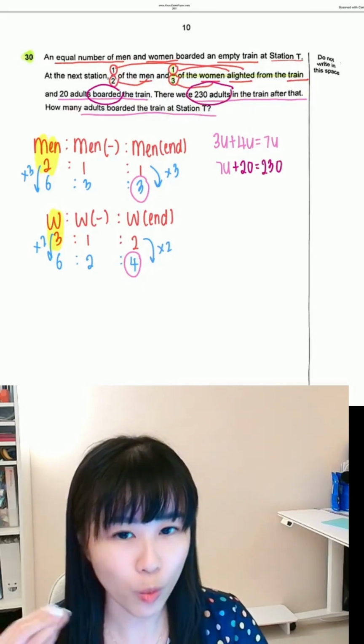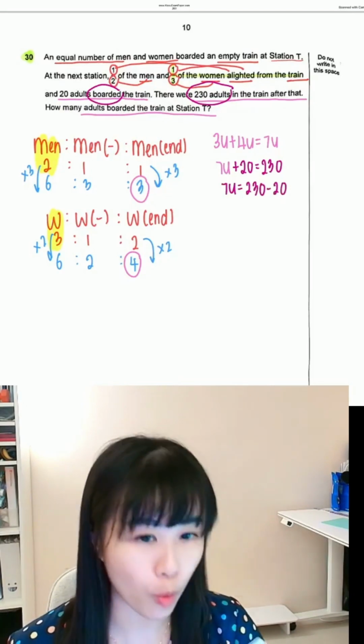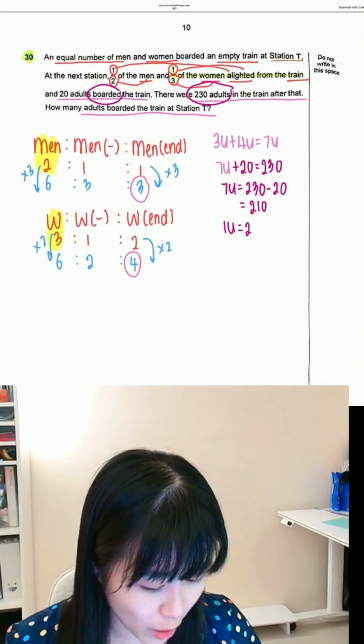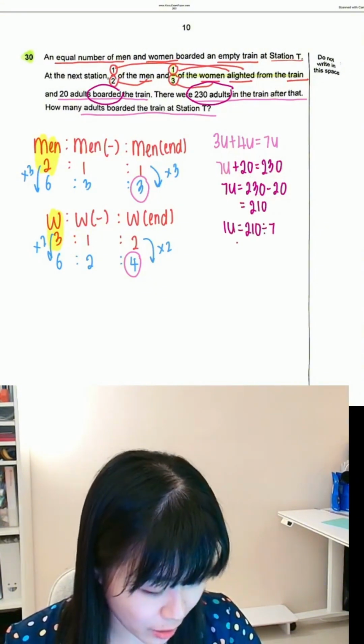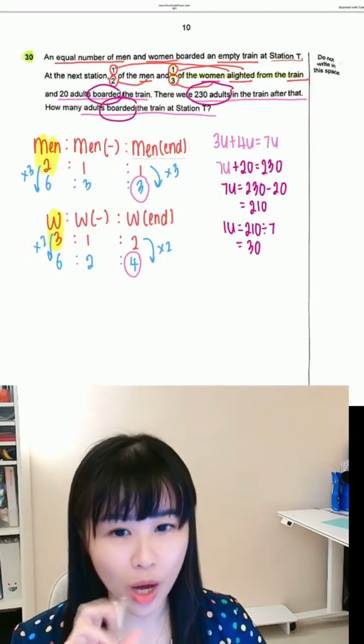So if you want to work backwards with this, use 230 minus away the 20 who boarded. This is correct. That will give me 210. 1 unit will be 210 divided by 7. That will give you 1 unit is 30. How many adults boarded the train? So how many units do you find?